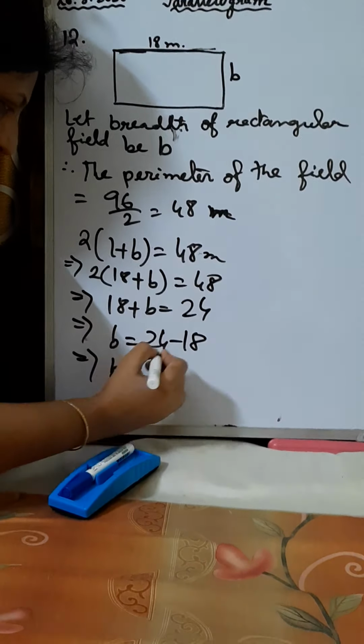Now, the cost of the field. The perimeter is 48, and 1 meter costs 1.50 rupees. So multiply 48 into 1.50, you get 72 rupees. This is your required answer.